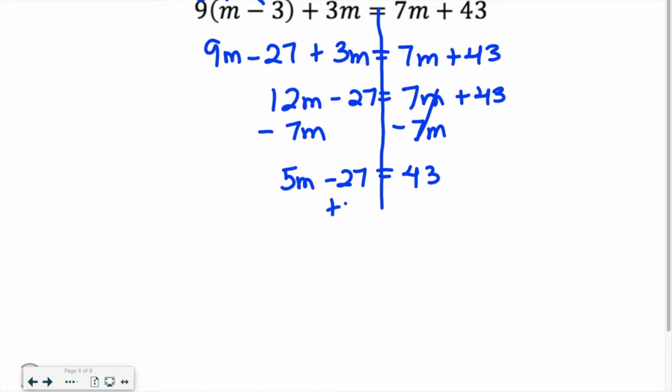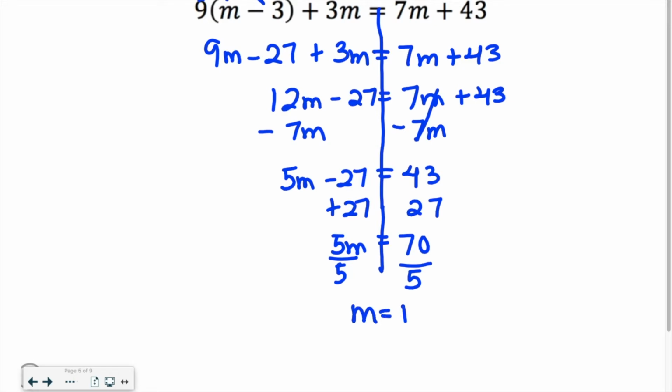Then we're going to add 27 to both sides. Get my line a little longer, which gives me 70 on this side and 5m on this side. And then we're going to divide by 5, and that would be 14. Yes, m equals 14.